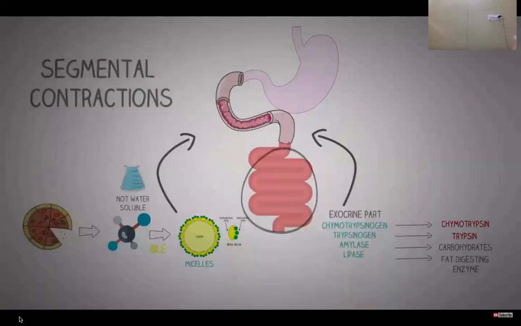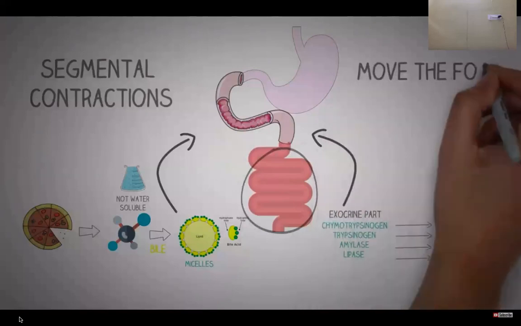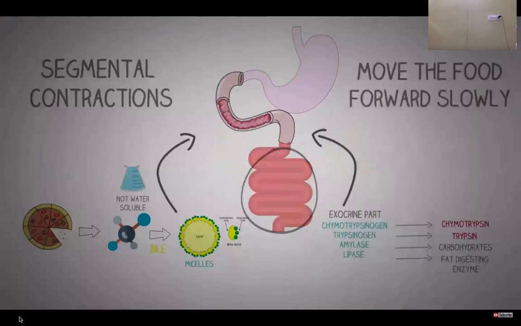The wall of the small intestine contains layers of smooth muscles which cause segmental contractions that move the food forward slowly. The carbohydrates, fats, and proteins and other nutrients are completely digested slowly over a period of many hours.